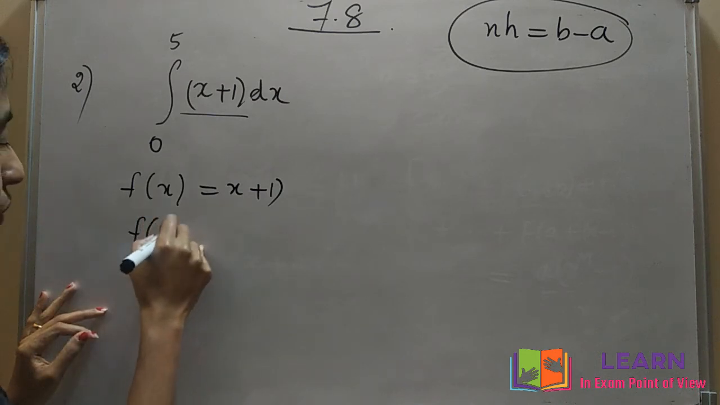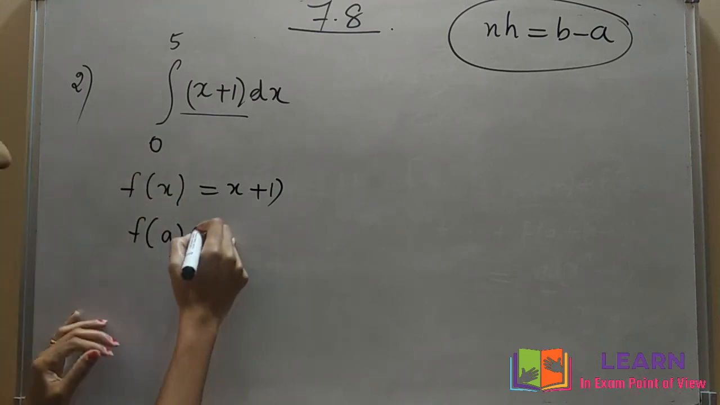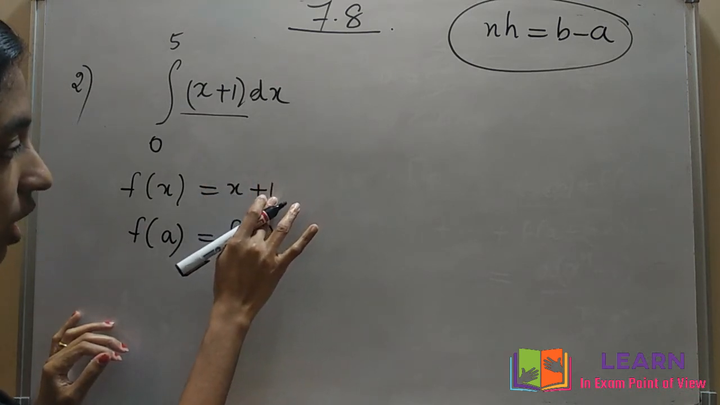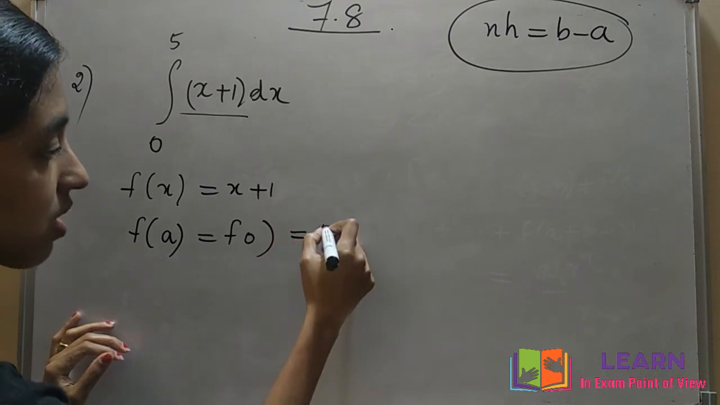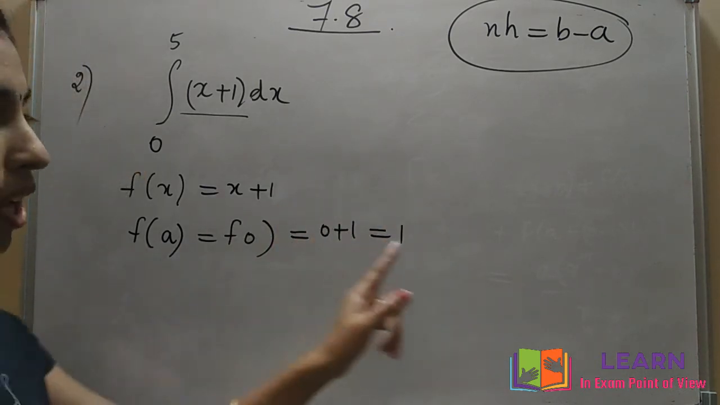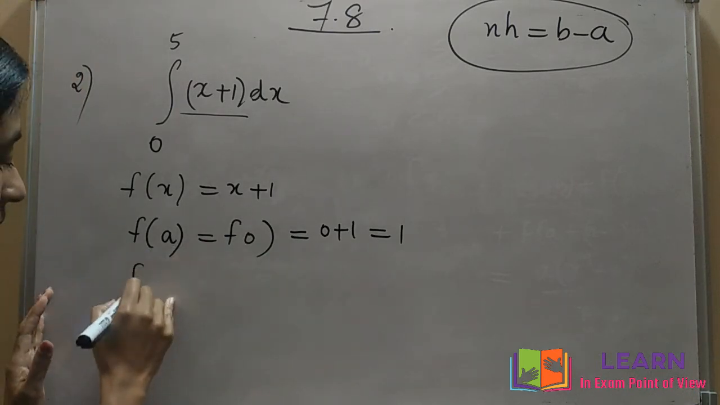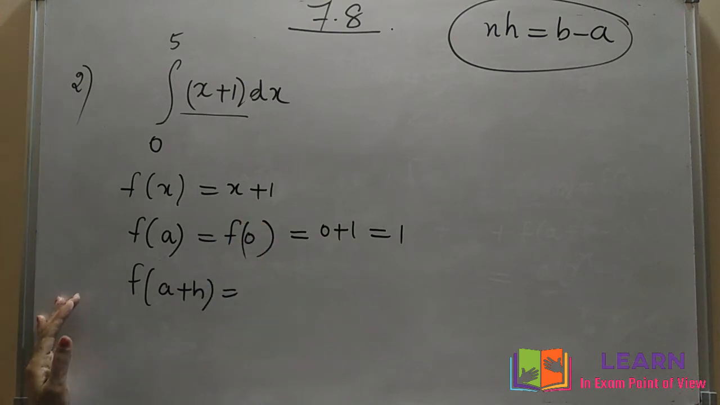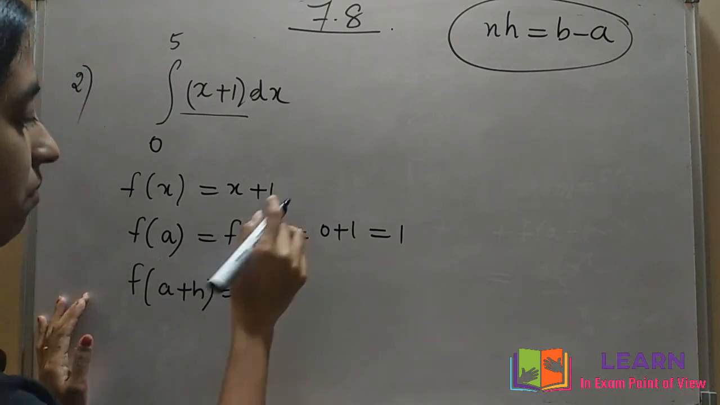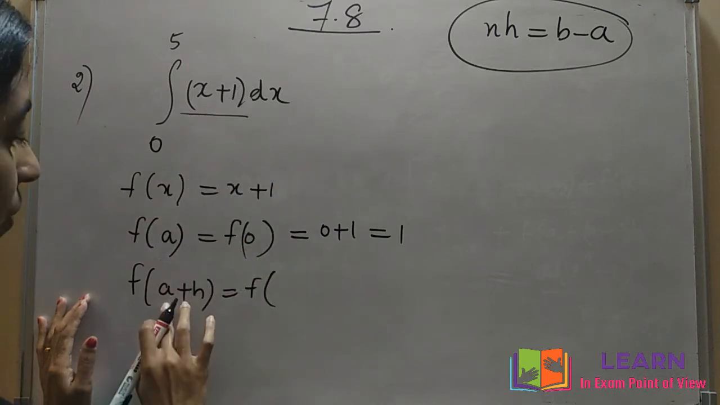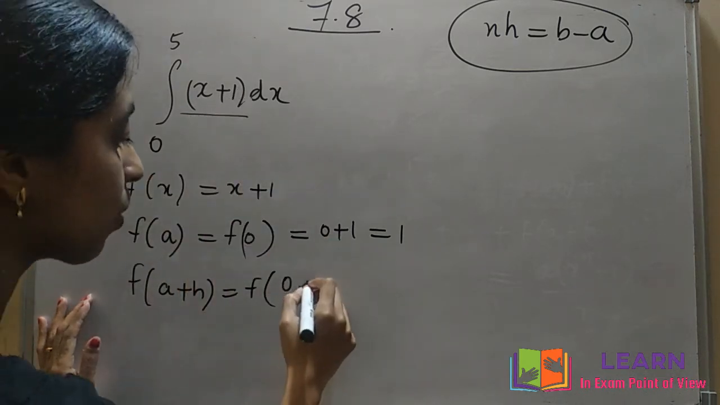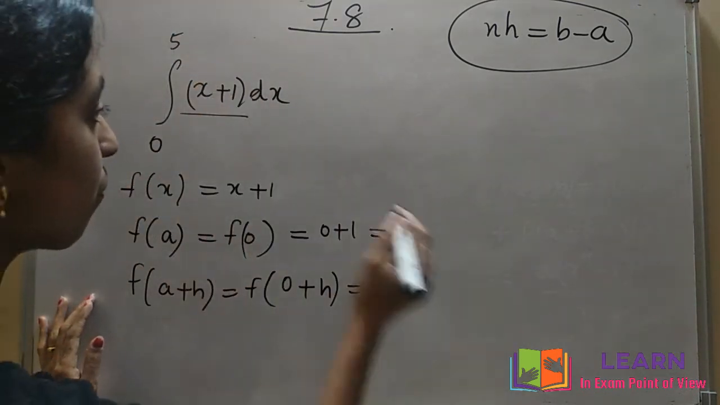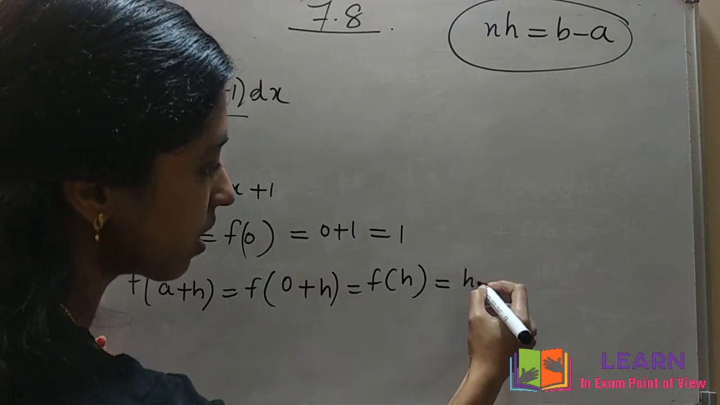We know f of a. f of a is what? That is f of 0. Just apply 0 here, right? 0 in the place of x. That is 0 plus 1. Answer of f of a is 1. Similarly, find out f of a plus h. In the place of a, 0, the lower limit, 0 plus h. That is f of h. In the place of x you substitute h, that is h plus 1.